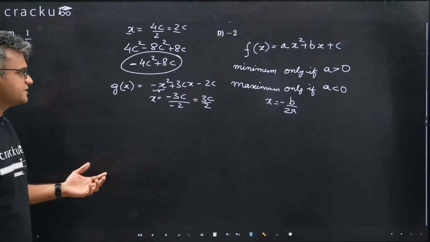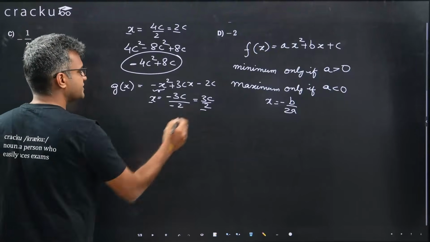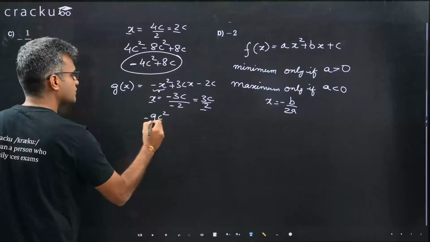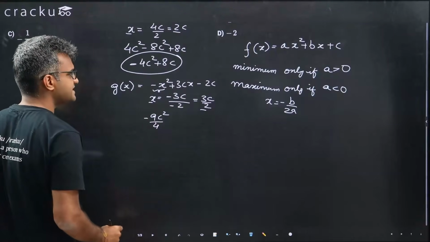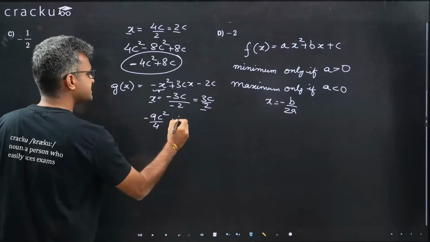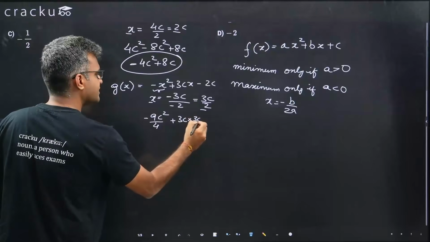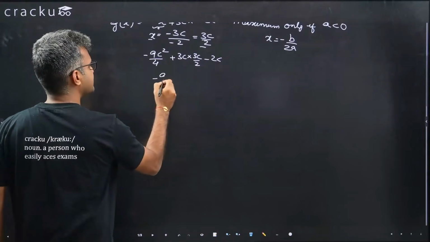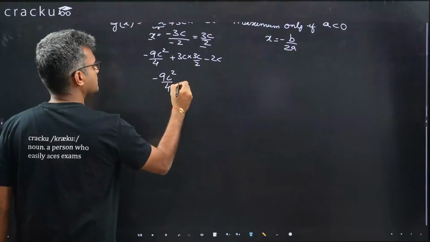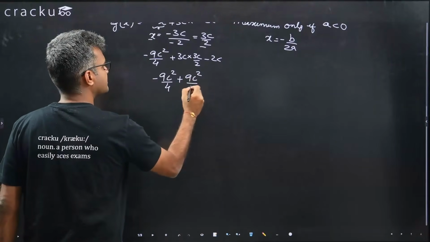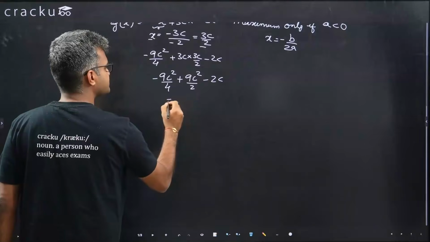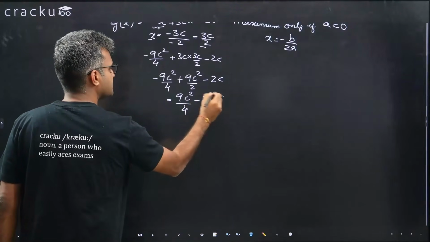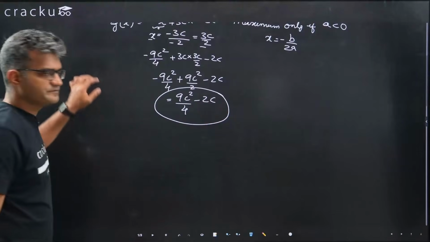And what will that be? For that, we will just substitute x is equal to 3c by 2. Minus x square is minus 9c square by 4, plus 3c into 3c by 2 minus 2c, which is equal to minus 9c square by 4 plus 9c square by 2 minus 2c, which is equal to 9c square by 4 minus 2c. This is the maximum value of g of x.